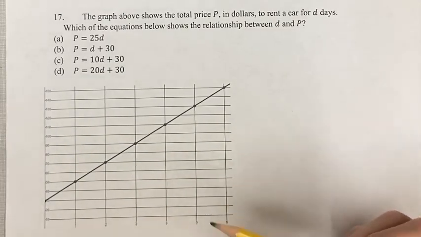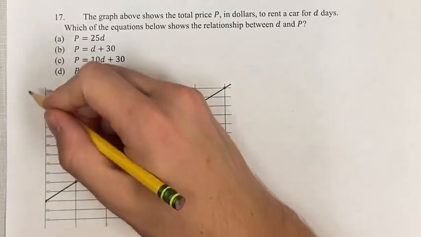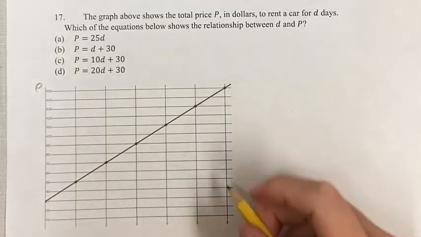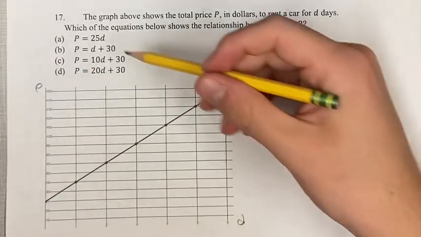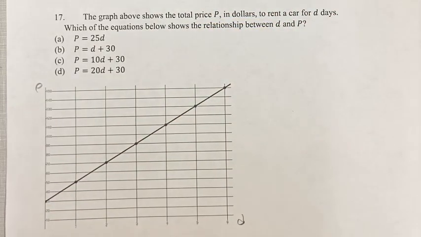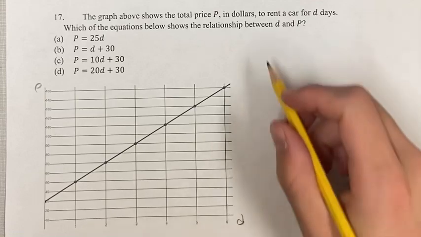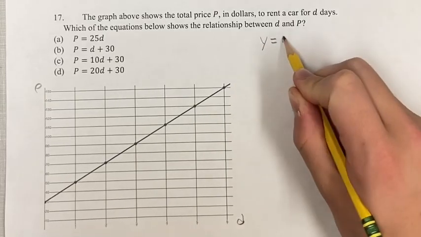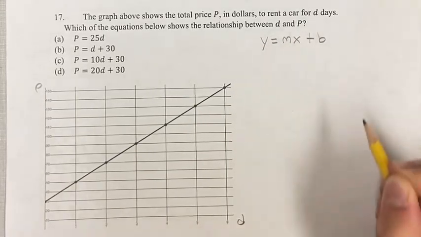In this problem, we are given this graph which is showing the total price P in dollars to rent a car for D days. We're asked which of the following equations shows the relationship between D and P. So when we have a graph in the xy plane, the equation of the line in slope-intercept form is y is equal to mx plus b.